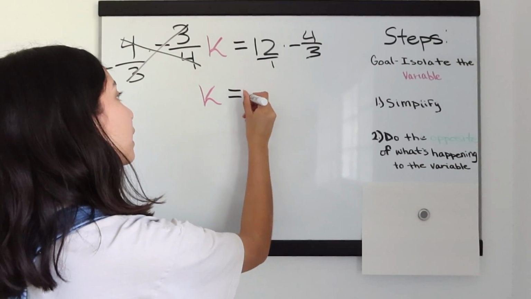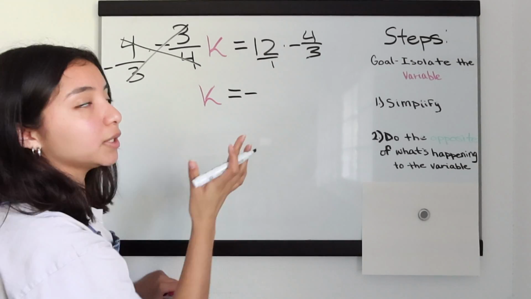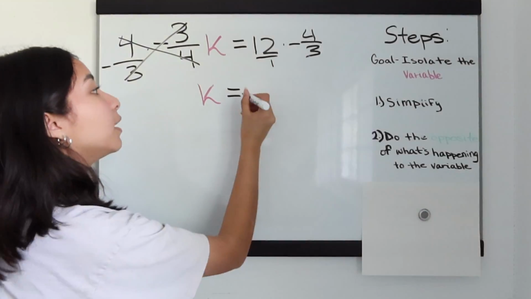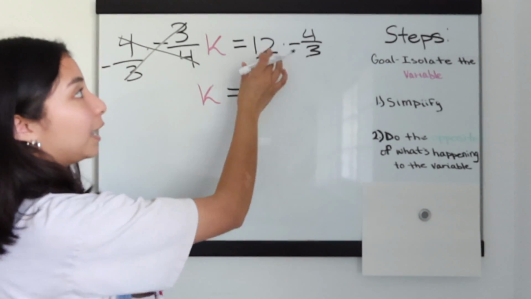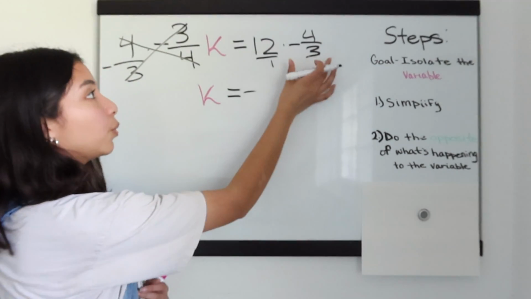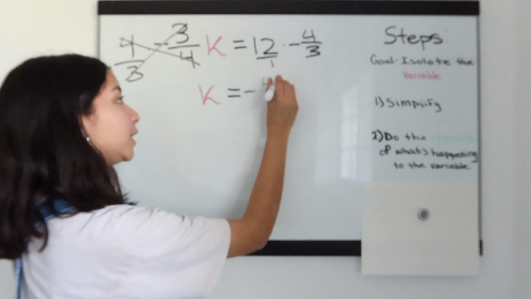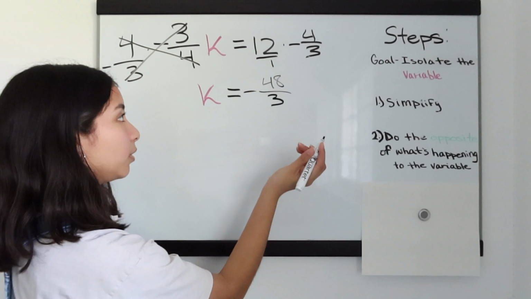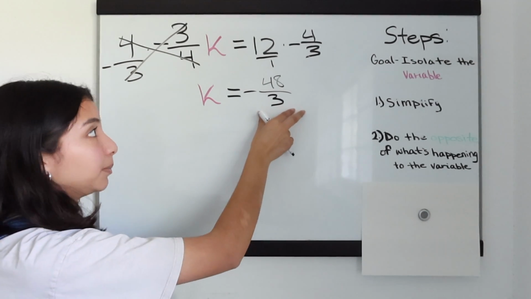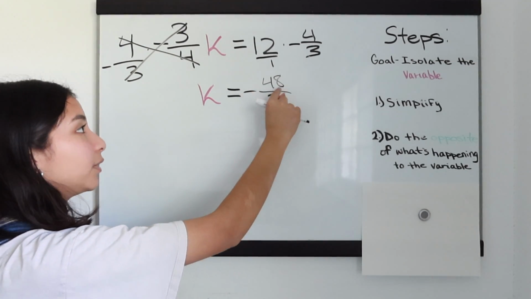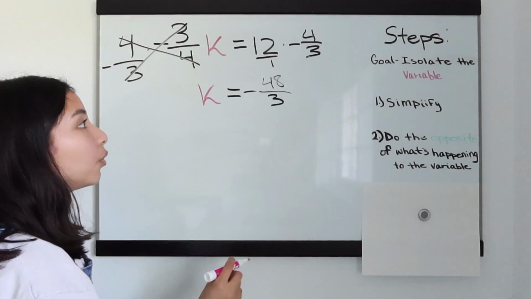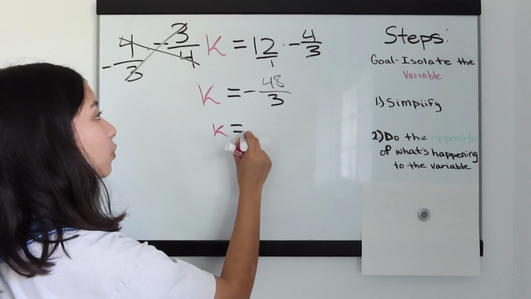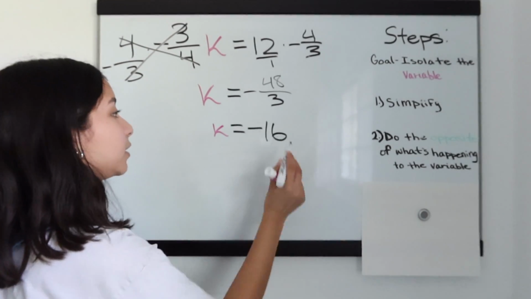And we get negative, because this 12 doesn't have a negative, so there's no symbol to cancel out. The negative drops down, and we just multiply straight across. So 12 times 4 is 48 over 1 times 3, 3. Now right here, we can simplify this fraction and divide negative 48 over 3. When we divide this, we get k is equal to negative 16.